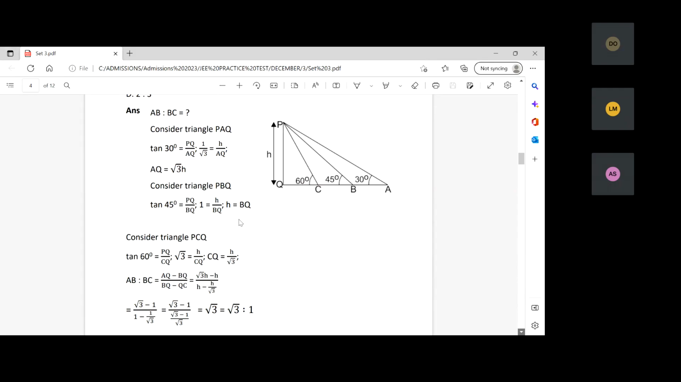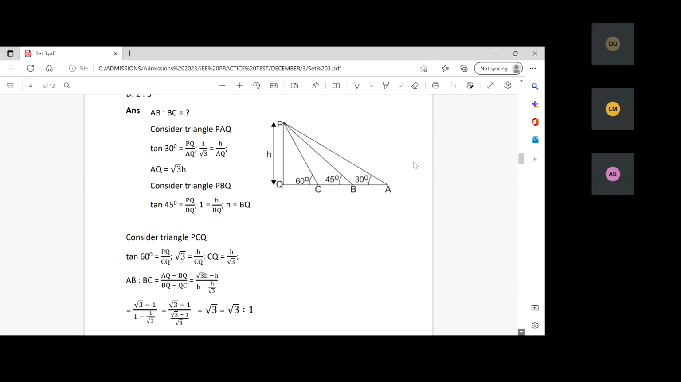This is something which is very common. They have given you A, B, and C and the angles 30, 45, 60. These are collinear and it meets the tower, that also they told. So I just named it PQ, and you can assume this as H, the height. You can simply solve this whole question by using tan theta.